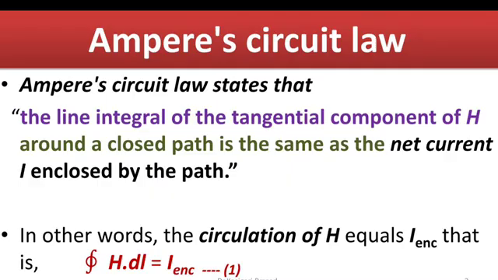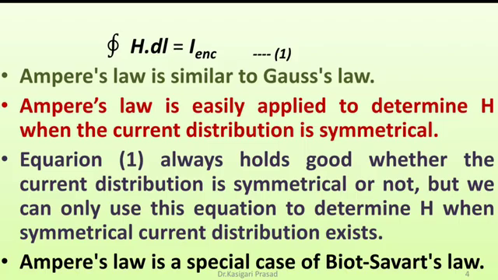That means in a conductor, when current I is flowing, some magnetic field is produced around that conductor. The circulation of the magnetic field around that conductor is equal to the amount of current enclosed in that particular conductor. This is the simple understanding. For that, closed integral H dot dl is equal to I enclosed, which is the first equation. This is Ampere's circuit law.